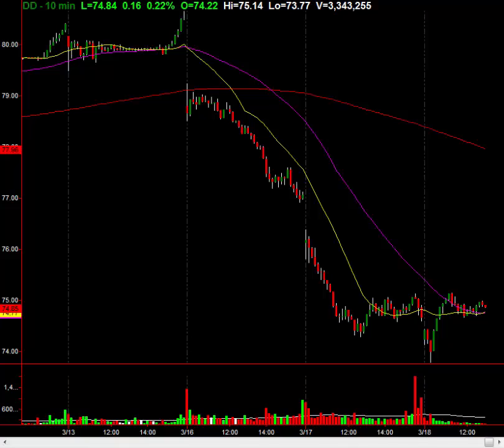I want to show you this trade that we took today on DuPont, and explain how I came to the conclusion that the buy right here at the low of the day was the accurate buy, all right?